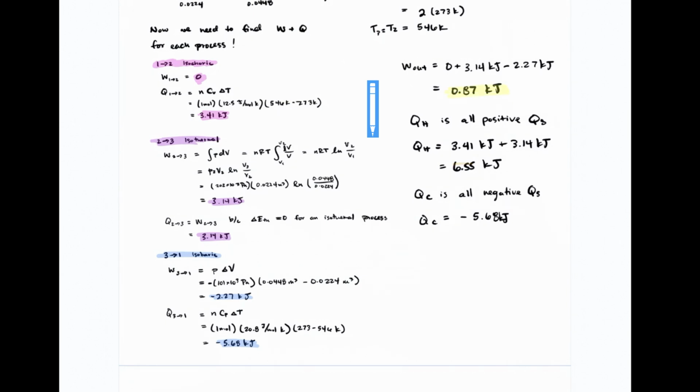All right, so those are what we asked for. We wanted work out, we wanted QH, we wanted QC. That negative sign is kind of unnecessary, but just for the heck of it.